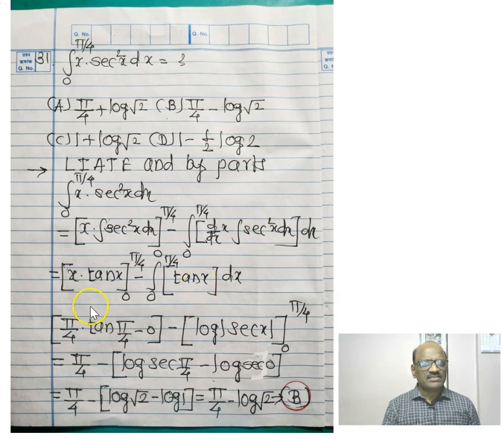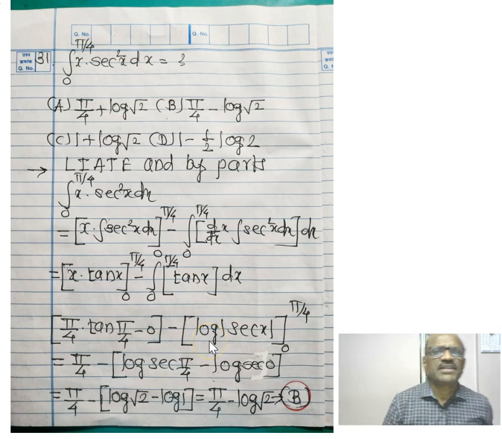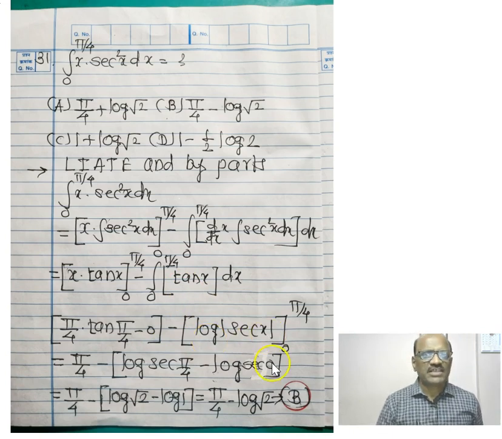Next, again substitute the upper limit and lower limit. Then you get pi by 4 into tan of pi by 4, and here there is a 0, so it all becomes 0. Minus integral of tan x. Therefore, the integral of tan x is log of sec x. Substitute again the upper limit minus the lower limit. Then you get log of sec of pi by 4 minus log of sec of 0.